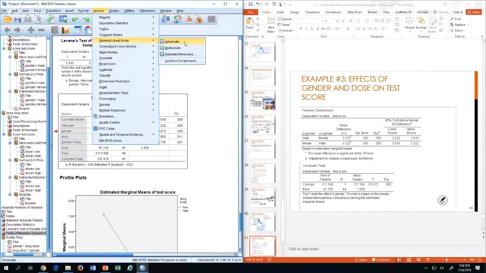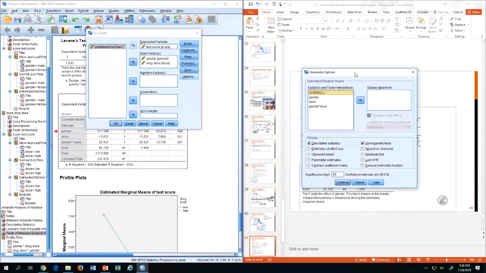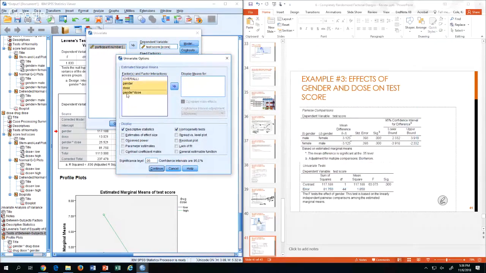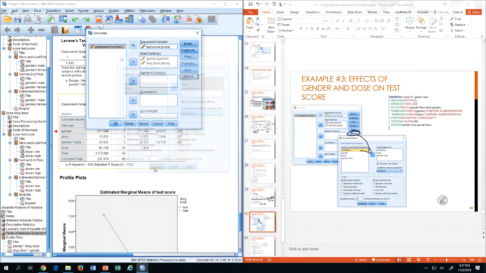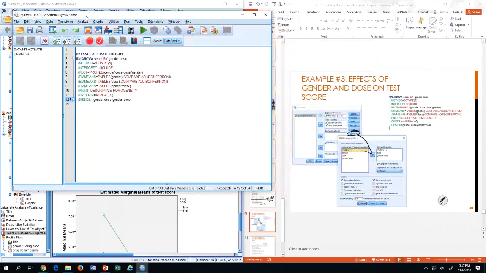Analyze, general linear model, and univariate. It's all still in there. Now options, and we'll put these three different components into the display means for. Compare main effects, and then Bonferroni adjustment. Click continue, and then instead of clicking OK, click paste.